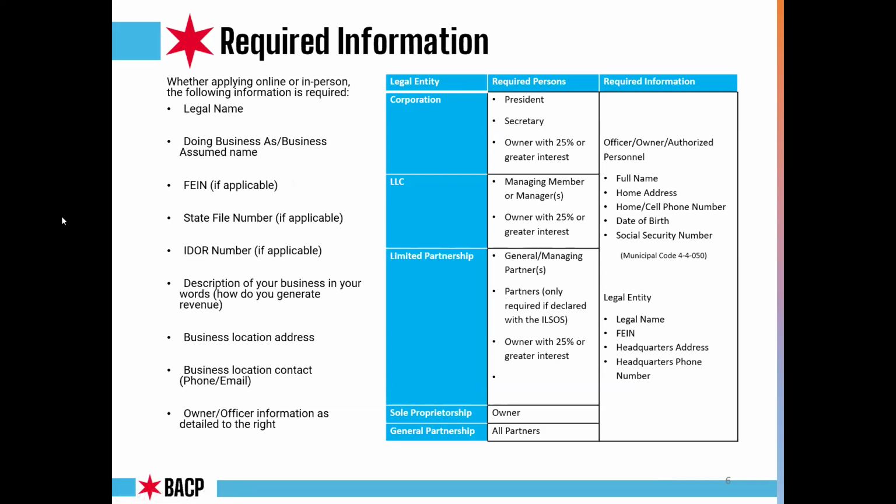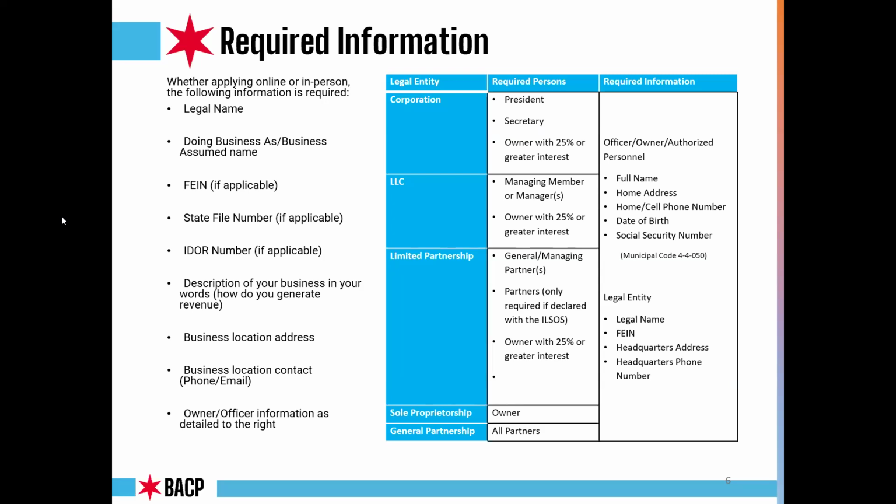So there's required information from every applicant when you apply. What we are going to absolutely need, whether you're applying online or in person, is your legal name. We will need your doing business as, or your business assumed name.